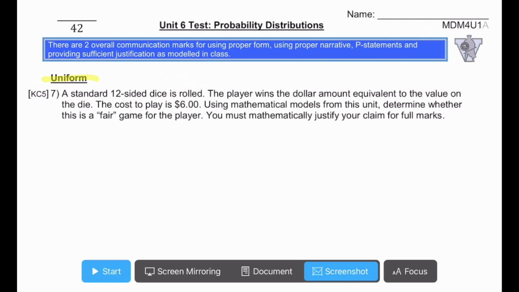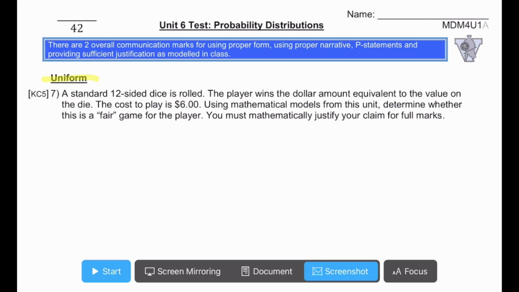The question asks us, a standard 12-sided die is rolled. The player wins the dollar amount equivalent to the value on the die. The cost to play is $6. Using mathematical models from this unit, determine whether this is a fair game to the player. You must mathematically justify your claim for full marks.